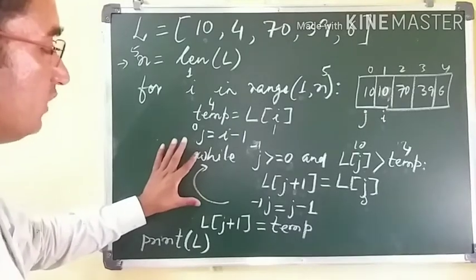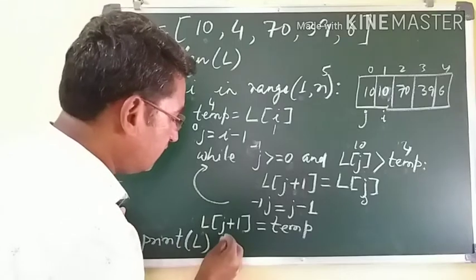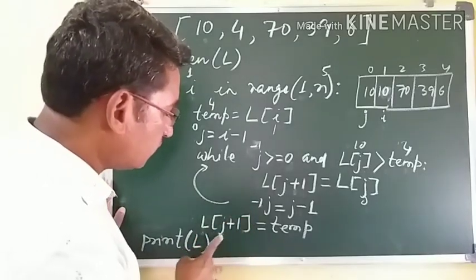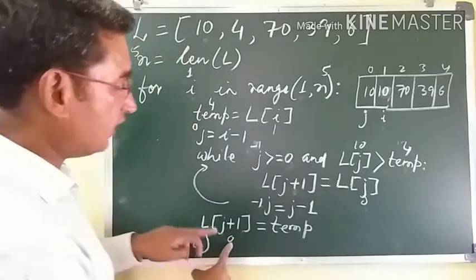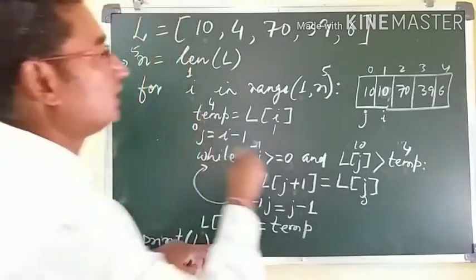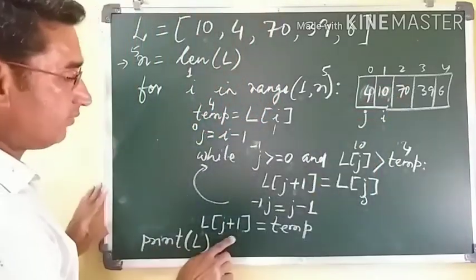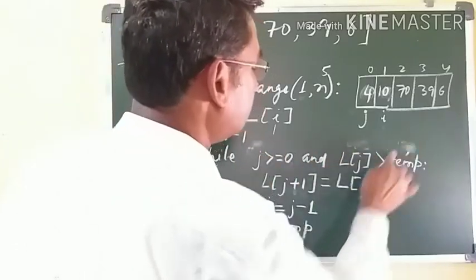After coming out of this loop, I have written this statement here: L of J plus 1. J is minus 1 here, minus 1 plus 1 is 0, so L of 0 will be assigned the value of temp. Temp is 4 here, which means 4 will be assigned at this place. Now remove all these values for the next loop.